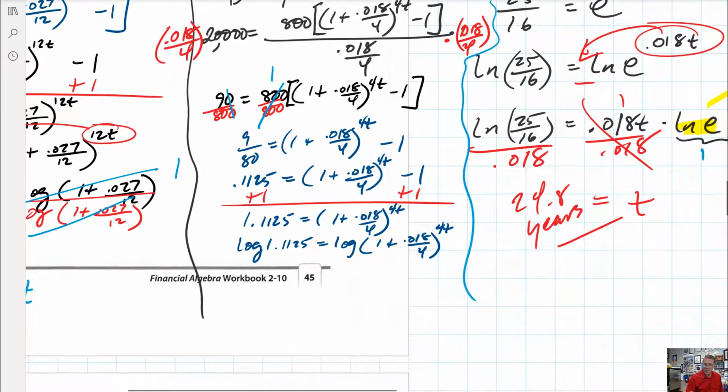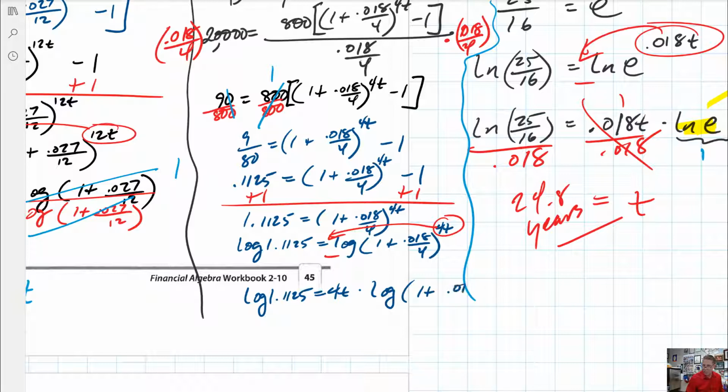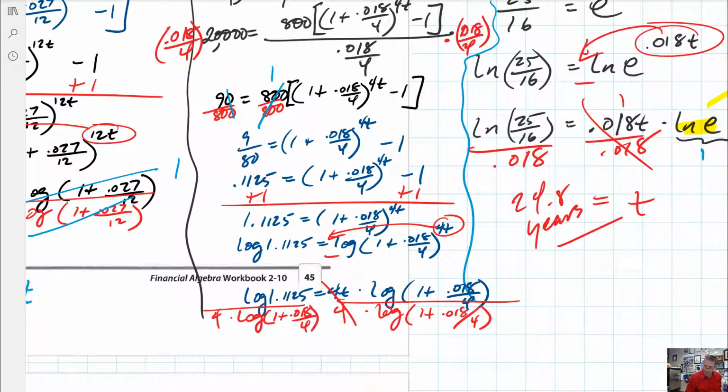Once you're in log form, which we are now, you can shift the exponent to the front of the log, as I keep repeating myself. It's the same thing every time. So log of 1.1125 is equal to 4t times this crazy log of 1 plus 0.018 divided by 4. Then just do your division on both sides: divide by the 4, divide by the log. And once again, if I go too fast, pause the video, rewind it if you need to. This entire process is always the same.